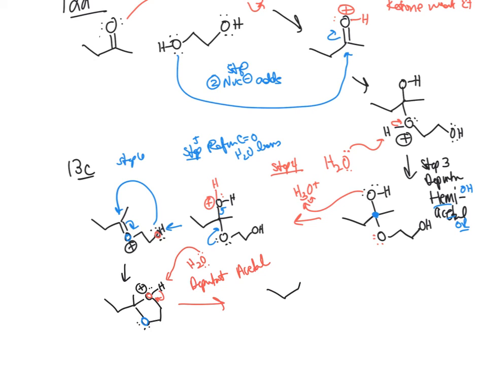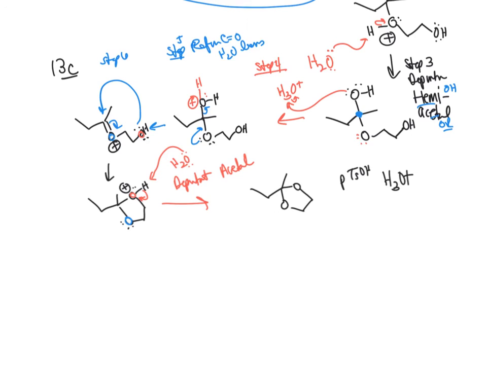Now, a lot of times I use tosic acid. Whenever you have tosic acid, because that's a nice organic acid, you can just go with H3O+. Okay, so there's your mechanism, and this is a protected acetal. Now I want to talk about the acetals a little bit. So if you have a compound here, and they're great protecting groups.